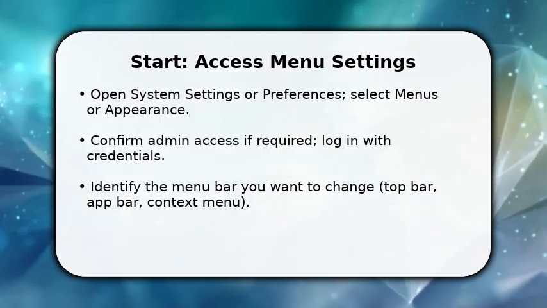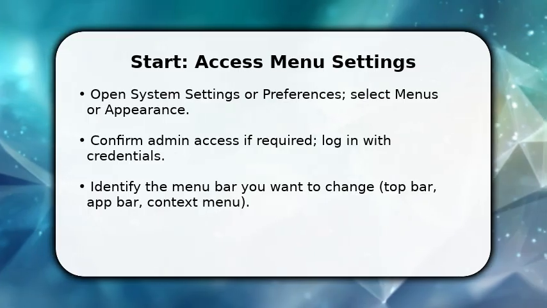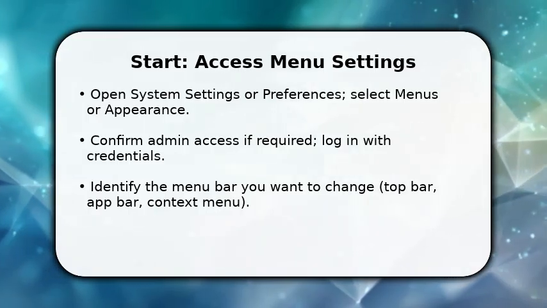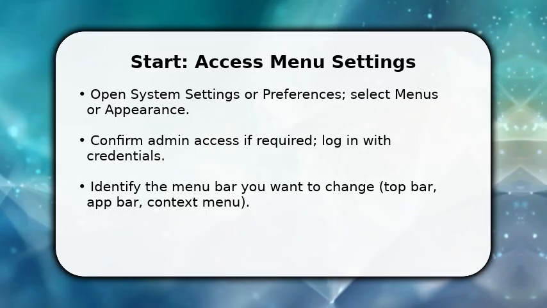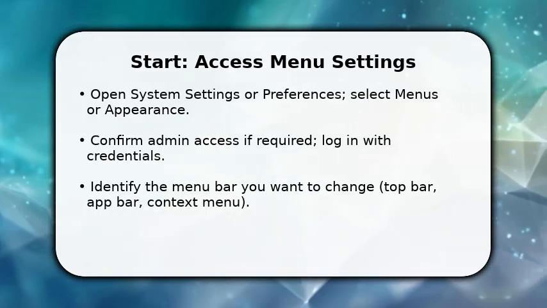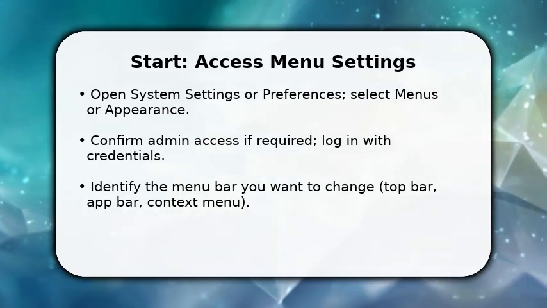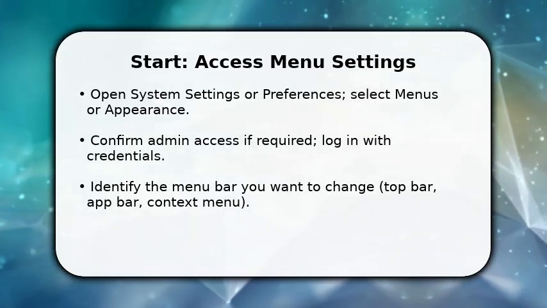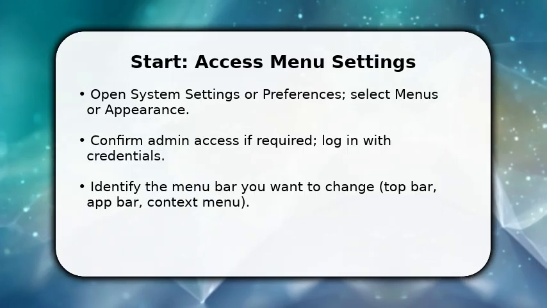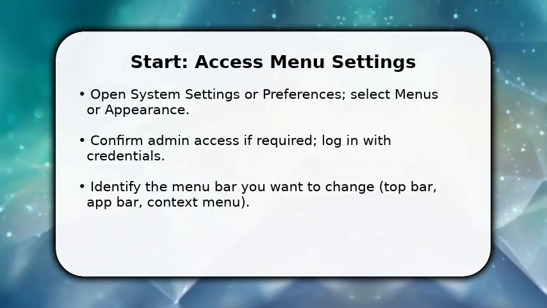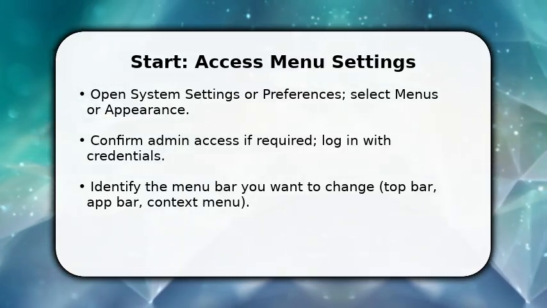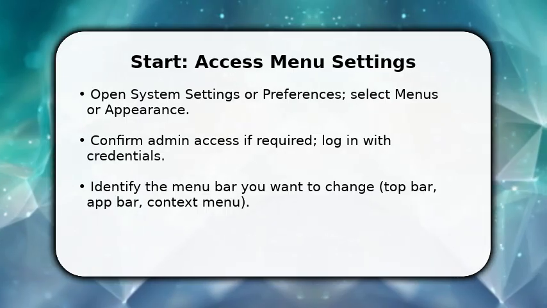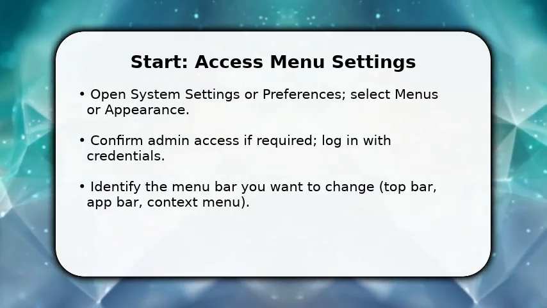You begin by opening System Settings or Preferences and navigating directly to Menus or Appearance. This gets you to the controls. Make sure you have admin access if the change is system-wide, and sign in now so you don't interrupt the process. Once the menu area is visible, locate which menu bar you'll edit, the top bar, an Apps toolbar, or a context menu, because the next steps depend on that choice and how the system organizes entries.